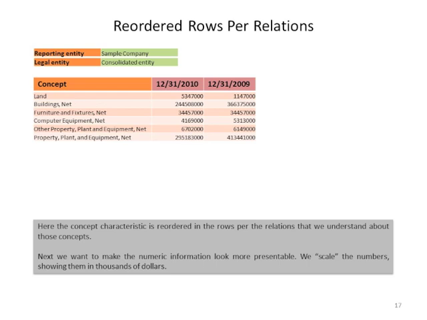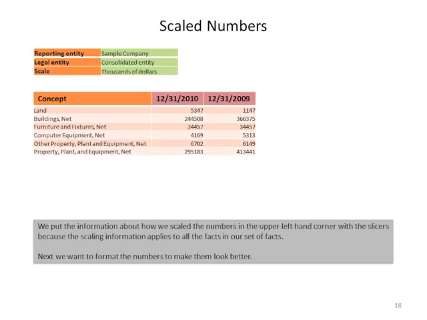So here, the concept characteristic is reordered in the rows per the relations that we understood about the concepts. Next, we want to make the numeric information look more presentable. We scale the numbers, showing them in thousands of dollars. We put the information about how we scale the numbers in the upper left-hand corner with the slicers because the scale information applies to all the facts in our fact set also.